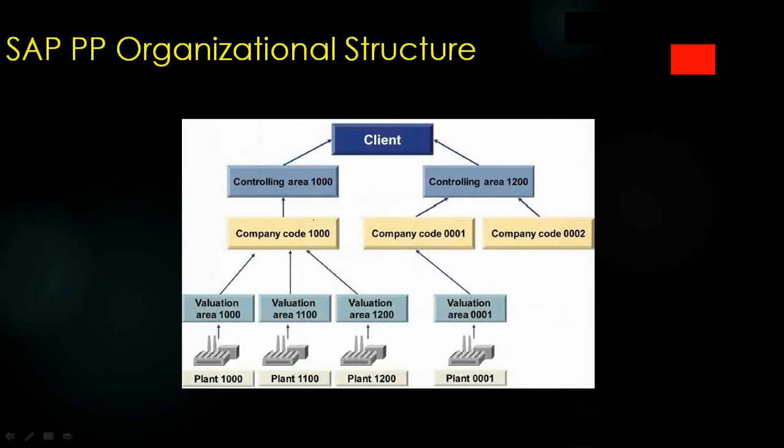Similarly, in SAP PP module, on the top we have a client. Under client we have a controlling area. Under controlling area we have a company code. Under company code we have a valuation area, and under valuation area we have a plant.